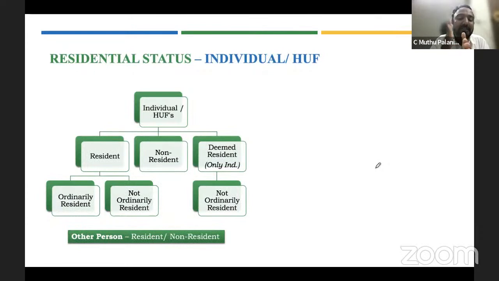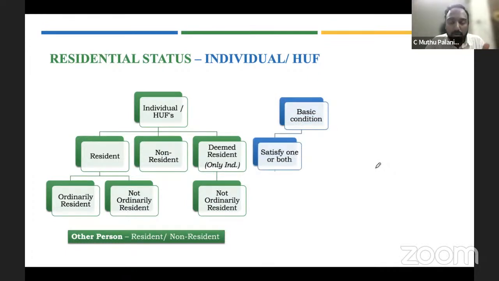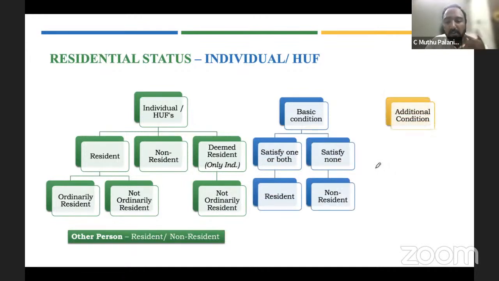For individuals, there are 3 residential categories. You have resident, ordinary resident, not ordinary resident, and then you have non-resident. There is also another category, the 4th category, which is called deemed residents. Deemed resident is only applicable for individuals. And these are the 3 broad categories: resident, ordinary resident, not ordinary resident, and non-resident. The 4th category is deemed resident, which is only available for individuals. A deemed resident is always a not ordinary resident. So how do you determine whether a person is a resident or non-resident or not ordinary resident?